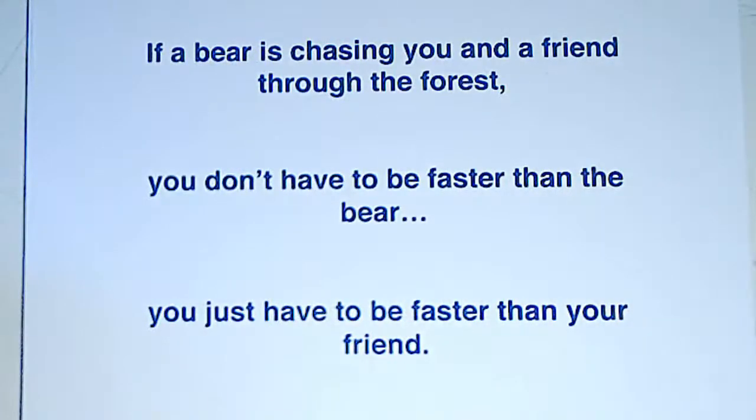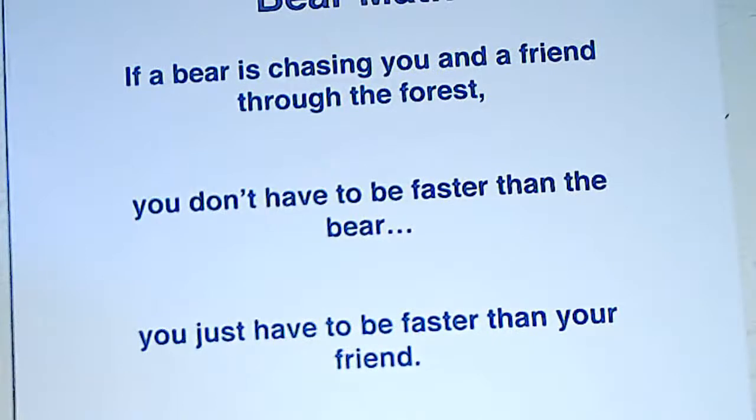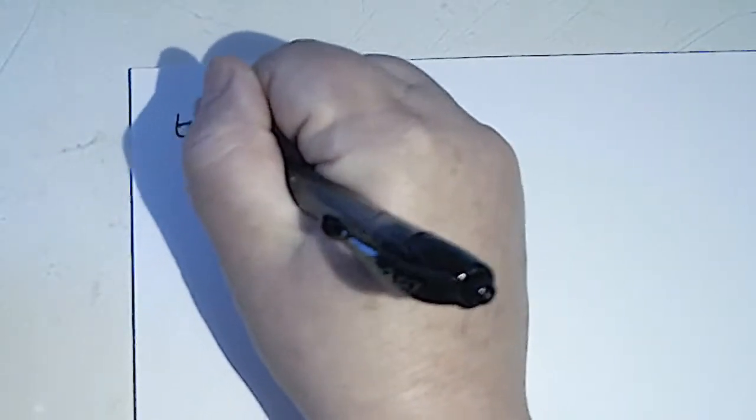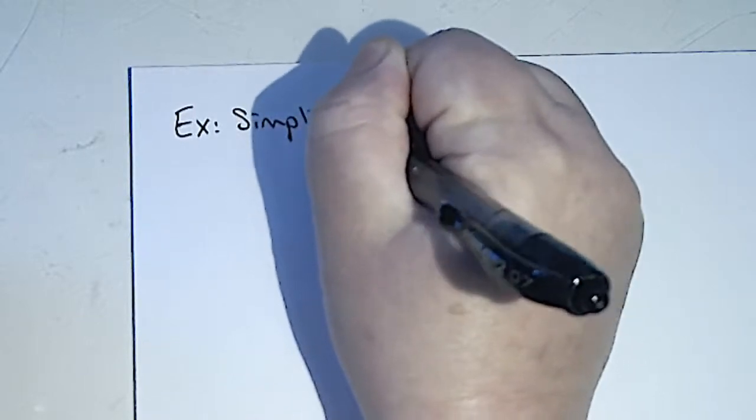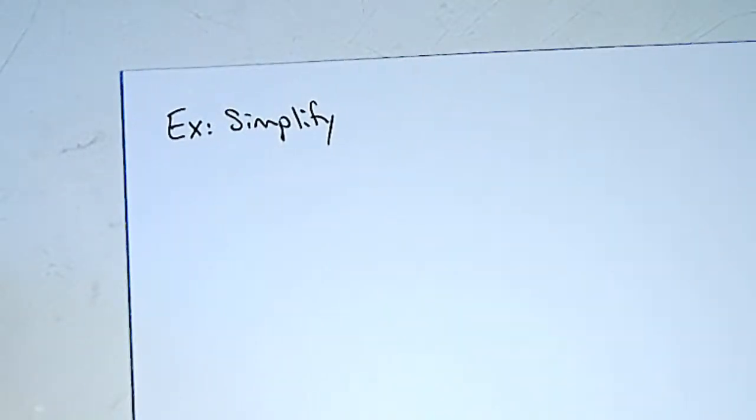Rawr. Okay. So, what the heck does this mean for actual math? It's a good question. So let's start out with an example. My example is going to be to simplify. Now, simplifying radicals is tricksy.